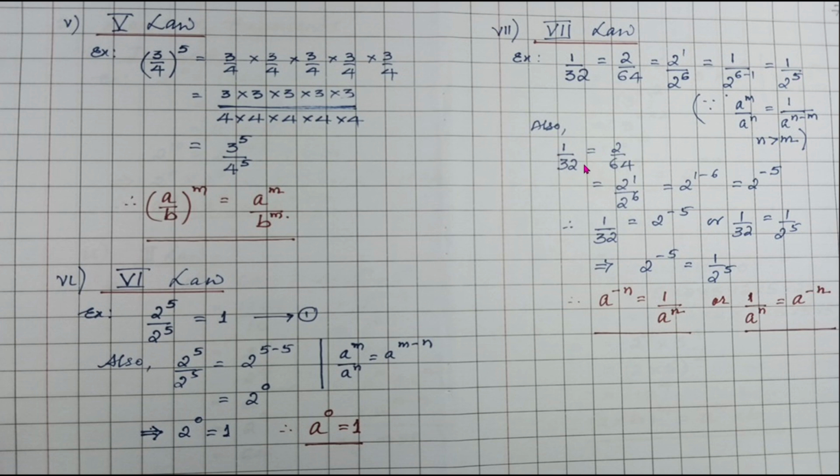Now 1 by 32 also can be written as 2 by 64, which is 2 raised to 1 by 2 raised to 6. We can apply the law a raised to m by a raised to n is equal to a raised to m minus n, that is 2 raised to 1 minus 6. 1 minus 6 is minus 5, so 2 raised to minus 5. That means 1 by 32 is 1 by 2 raised to 5, or 1 by 32 is 2 raised to minus 5. That means 2 raised to minus 5 is equal to 1 by 2 raised to 5. That means a raised to minus n is equal to 1 by a raised to n, or 1 by a raised to n is equal to a raised to minus n. That is what you have to remember.